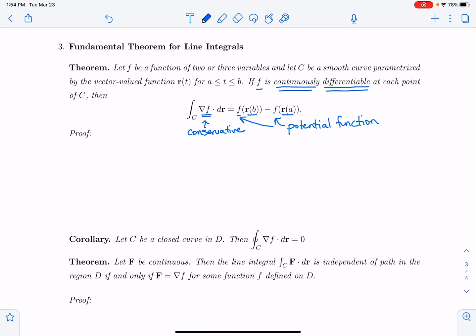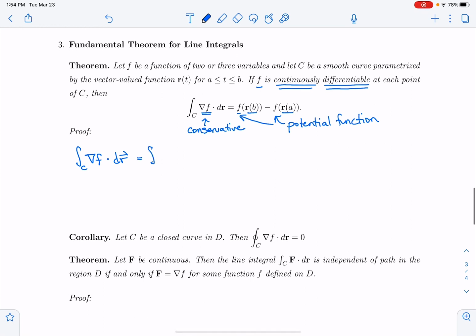Okay, it actually isn't too hard to show that this is going to be true. Okay, we want to integrate the gradient of f dot dr. And then the way that we can do that is use our definition of how to evaluate these line integrals. So we would integrate over the path r of t from a to b. Okay, and then we would integrate the gradient of f, so that's my vector field, evaluated at r of t, dot r prime of t dt.